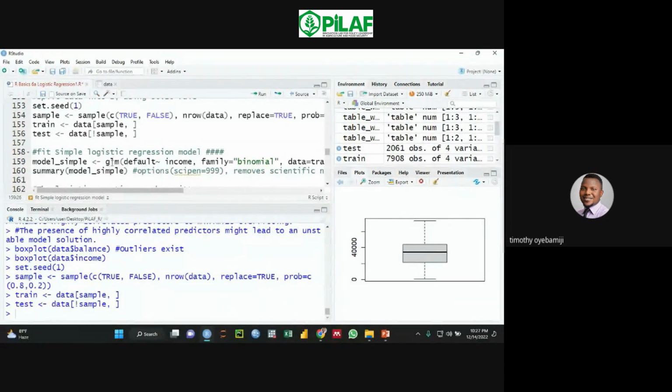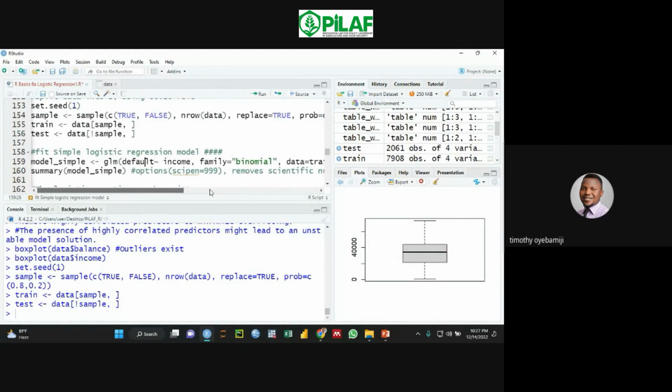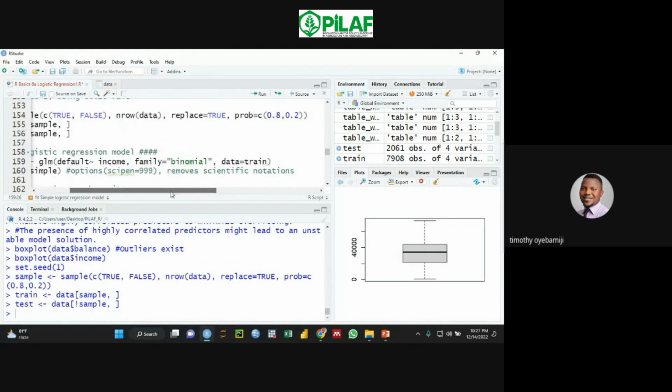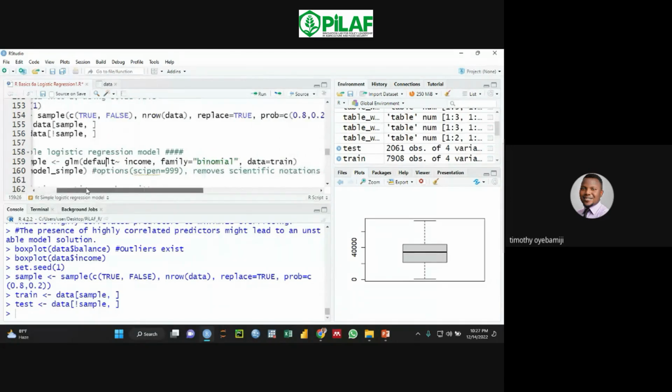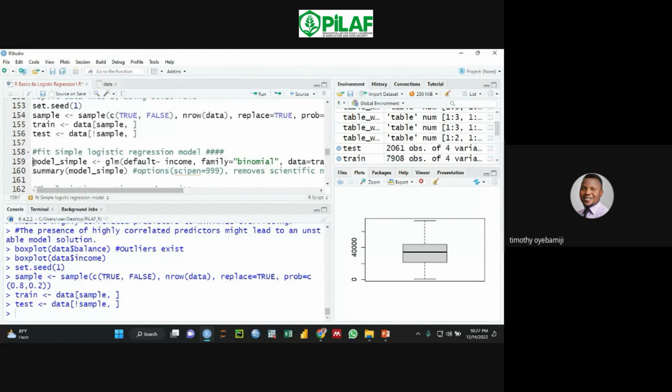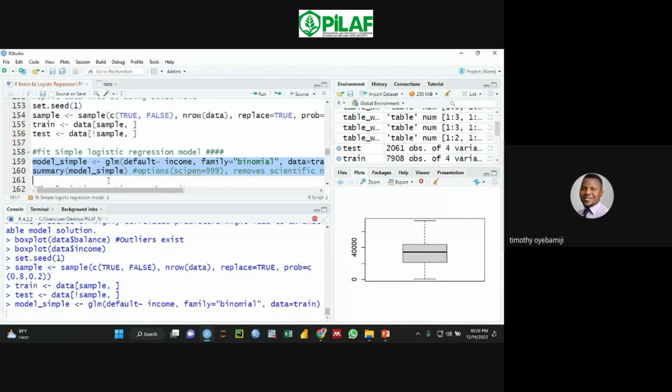So, like I said earlier, glm is the function. lm is for linear model; why glm? Generalized linear model. And the family is binomial, two outcomes. So data equals train, or we can use data equals data anyway, but let's just go on. The name of the model is model simple. Then summary is going to give the output of the model. Let's see what we have here.